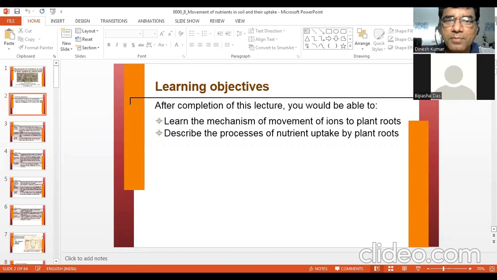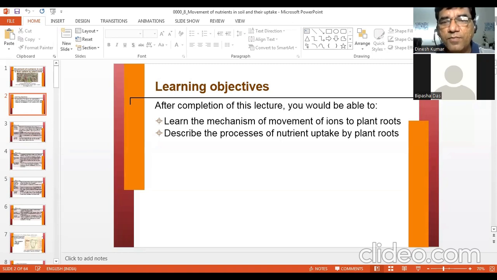Second is to describe the process of nutrient uptake by plant. Nutrient uptake means entry of nutrient into the plant. Entry of nutrient into plant roots is your nutrient uptake by root. But it also includes the movement or transport of nutrients within the root system, so that it can be assimilated by plants, or it can be used by different parts of the plant, or it can reach the leaf.